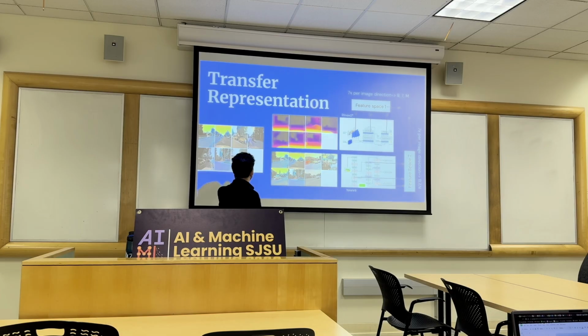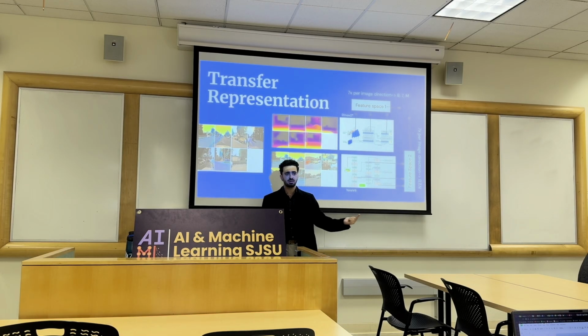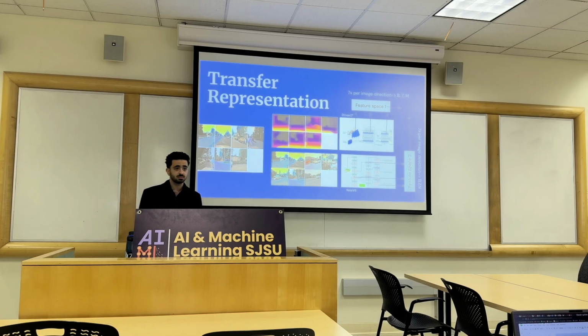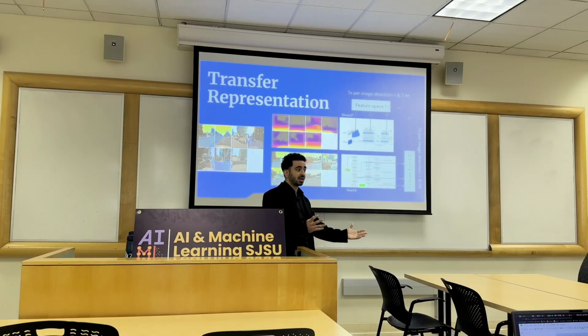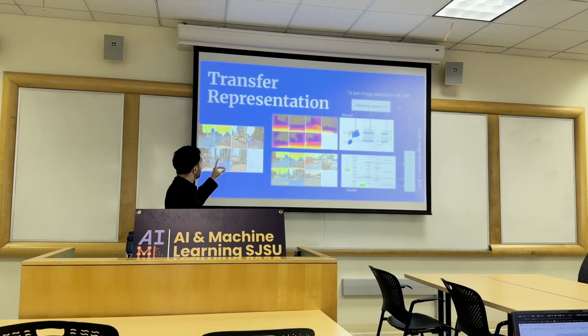We also tried something called transfer representation. Now, who has heard about transfer learning? Raise your hand up. Okay. Have you heard about transfer representation? So transfer learning is when I take a model that was trained on task A, for example, identifying what a dog is and what a dog isn't. Transfer learning is now taking that same trained model and training it on identifying cats. That's called transfer learning. In this case, we did something a bit different with this transfer representation.